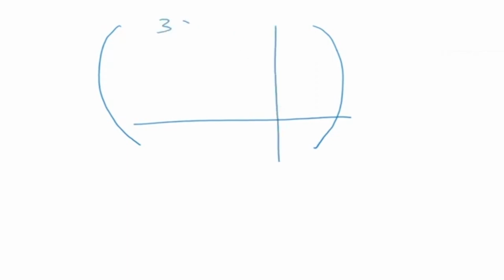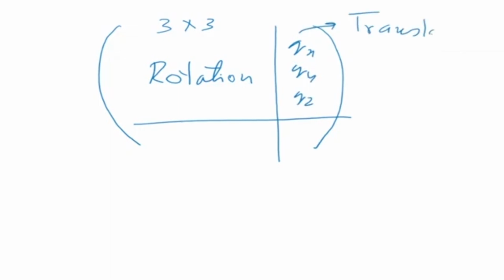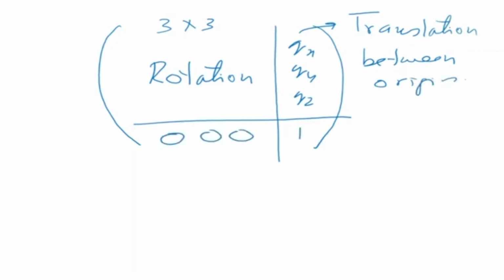So this matrix is a 4x4 matrix, where this part is 3x3, and it is called the rotation part. This one is QX, QY, and QZ, which is the translation part. So this is translation between origins. Okay, this is called perspective, 0, 0, 0, and that is 1. Okay, so this is called perspective, and this is called scale.